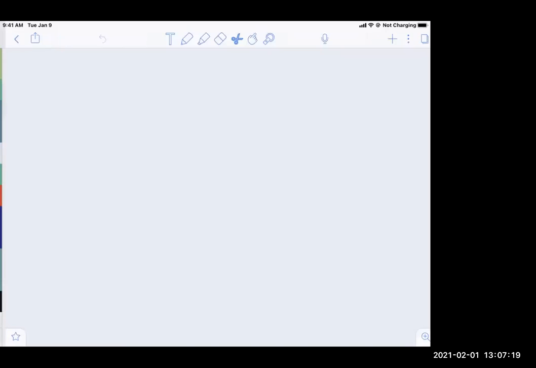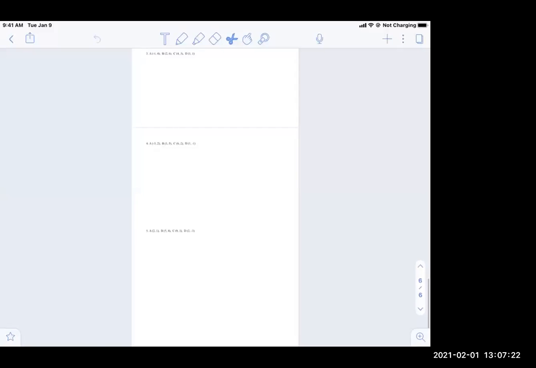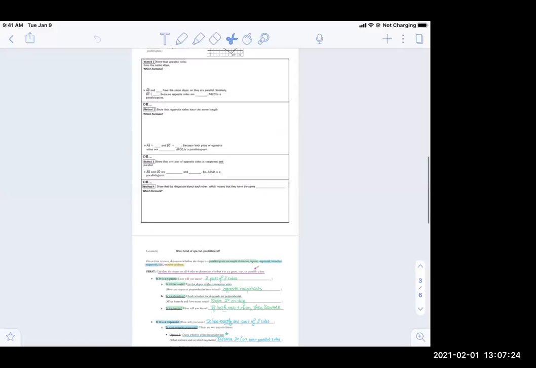The first part of 6.3 is the different ways of proving that a quadrilateral is a parallelogram.